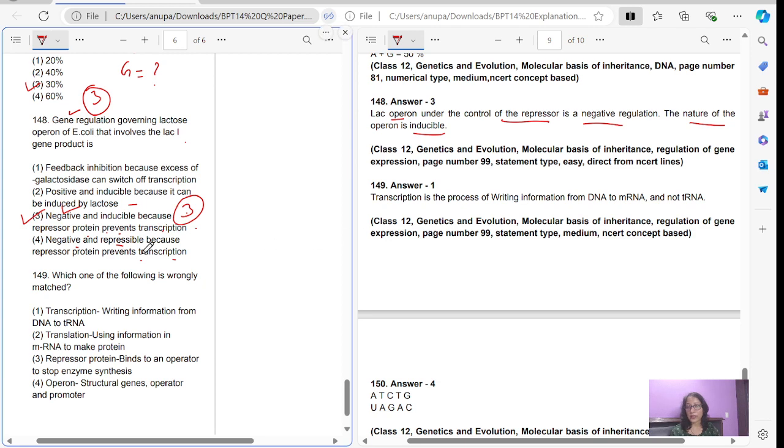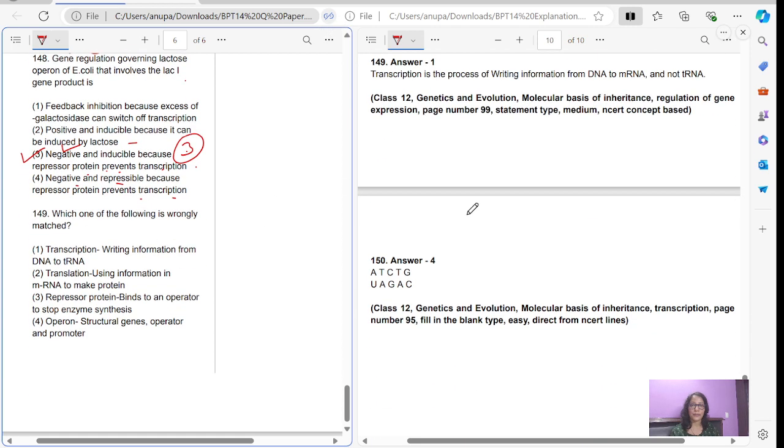Now let's move to the next question, that is question number 149. Question number 149 states that which one of the following is wrongly matched? Here matches are given and this time we have to find out the wrongly matched. So let's see. The first is written transcription, writing information from DNA to RNA or DNA to tRNA. So this is wrong because transcription is writing information from DNA to messenger RNA. So this should be our answer. We have to find the wrongly matched.